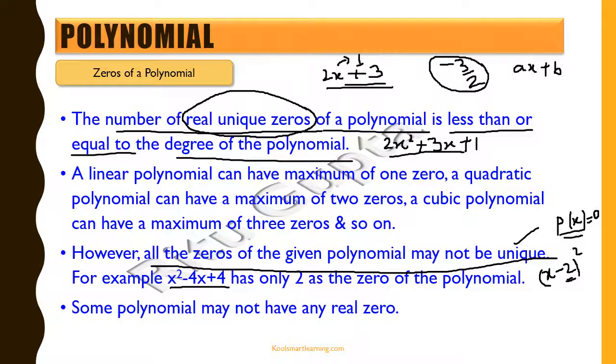And another important thing is some polynomials may not have any real zero. So if the value of x does not come out to be real, then the polynomial will not have any real zero.